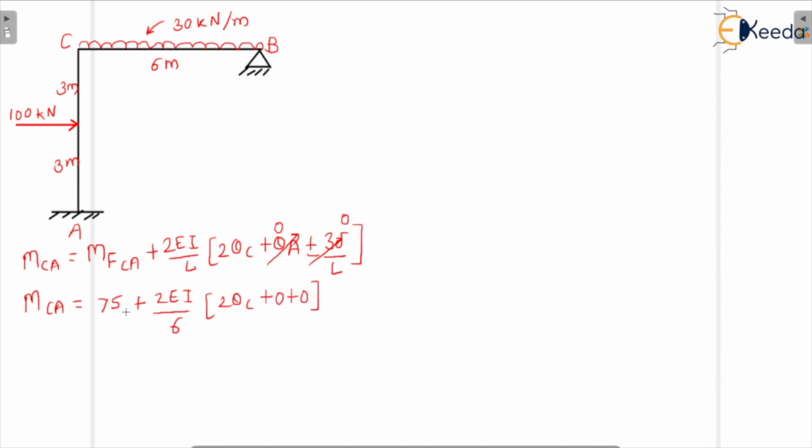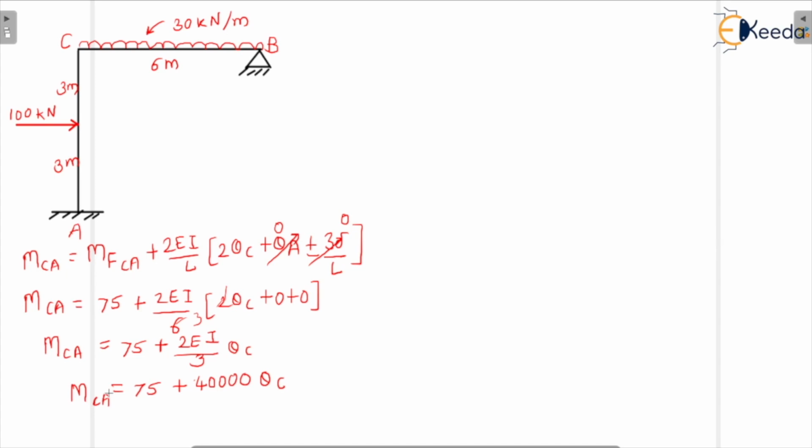So we get the final equation as M of CA is equal to 75 plus 2EI by 6, 2 theta C, so 2 ones are 2, 2 threes are, by 3 theta C. Now substitute the value of EI, we have the value. So 75 plus 2/3 of EI, which is 60,000. When you cancel the 3 and 6, you will get 40,000 theta C. This is our one equation. Okay, so M of CA we got.